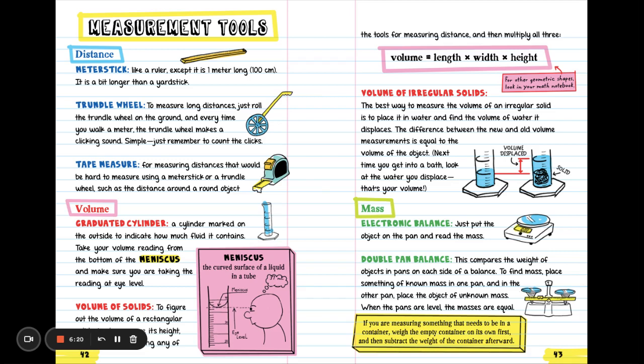Volume, graduated cylinder. A cylinder marked on the outside to indicate how much fluid it contains. Take your volume reading from the bottom of the meniscus and make sure you are taking the reading at eye level. Meniscus is the curved surface of a liquid in a tube. So the meniscus is here. It's curved right here, right? So we take it from the lowest bottom of the meniscus.